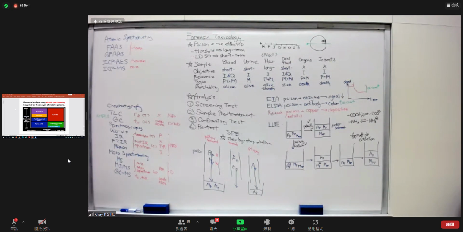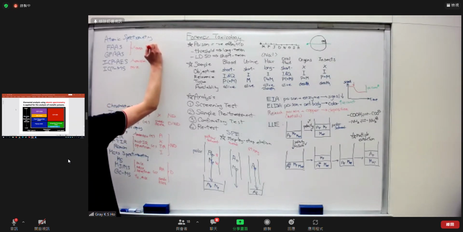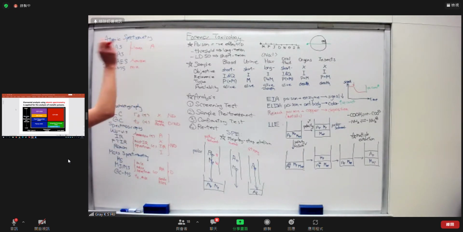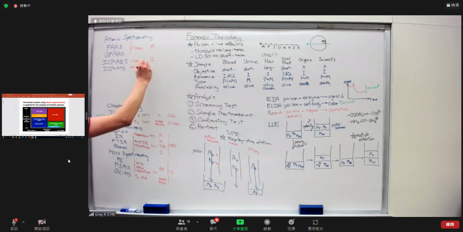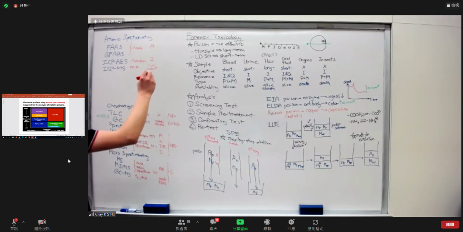For the quantification, atomic absorption spectrometry, AAS, that will be the absorbance. For the ICP AES, that will be the emission intensity. For the ICP mass, that will be just counting the number of ions, so that will be the ion counts. Therefore, we can still achieve the quantification using the atomic spectrometry.